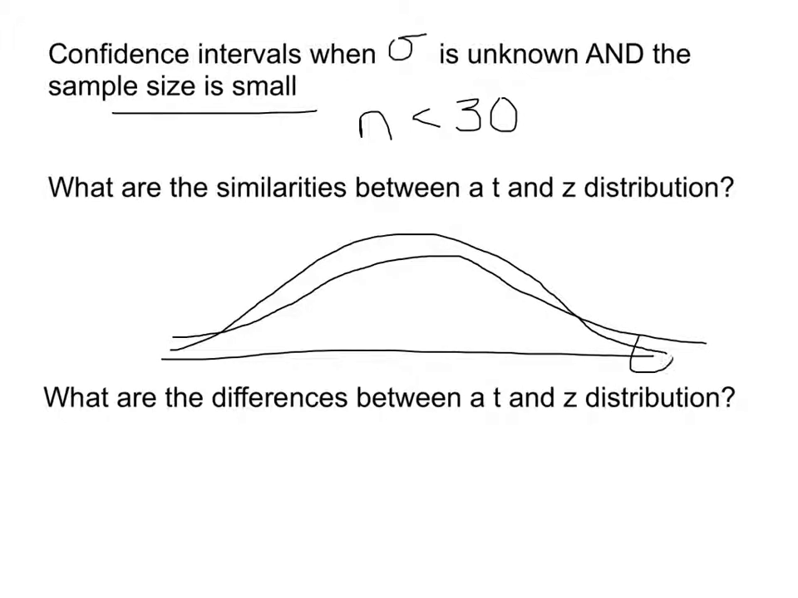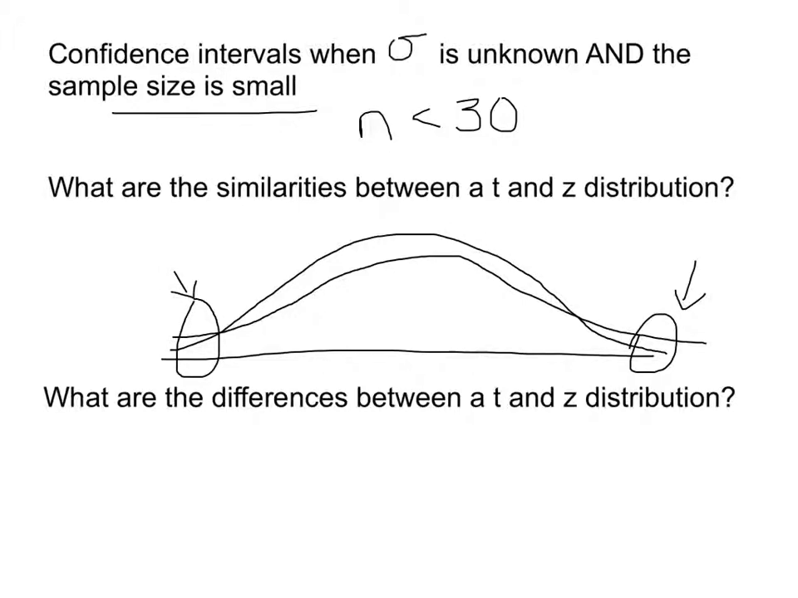And we've increased the possibility that something's going to fall out here. The reason for that is because we're only looking at a standard deviation from the sample. Since our standard deviation most likely will be a little bit more off, we have to account for the fact that there's a lot more variability in this case.